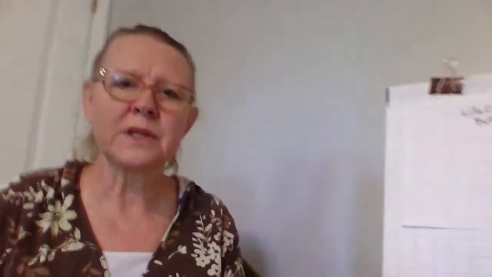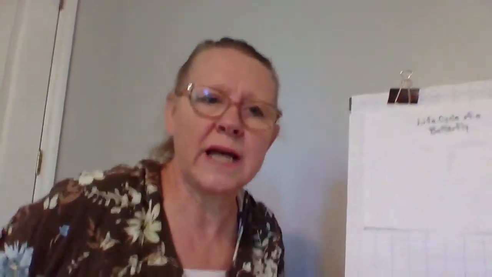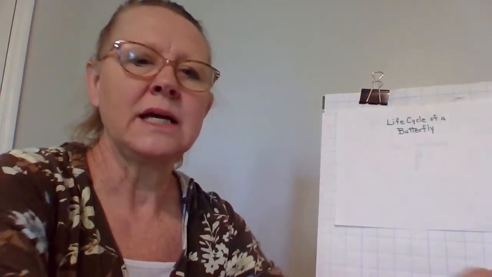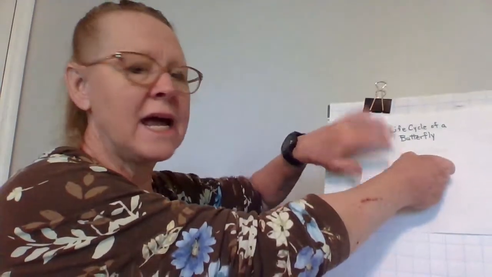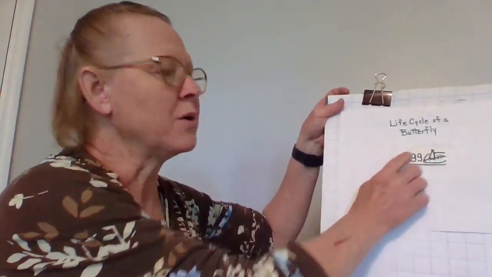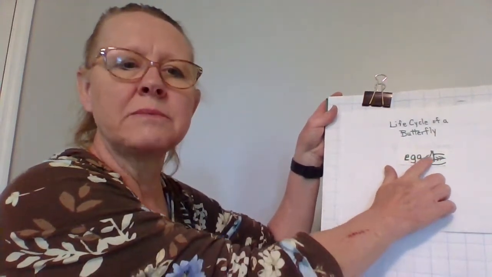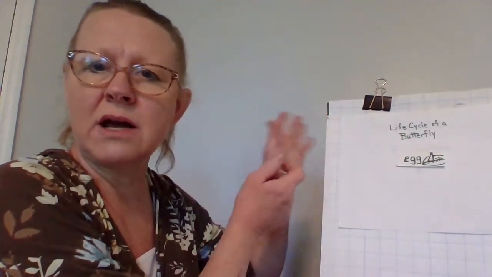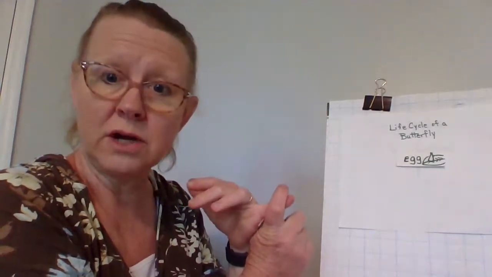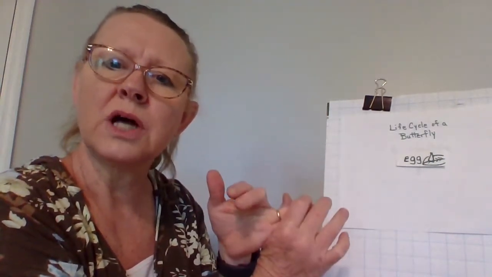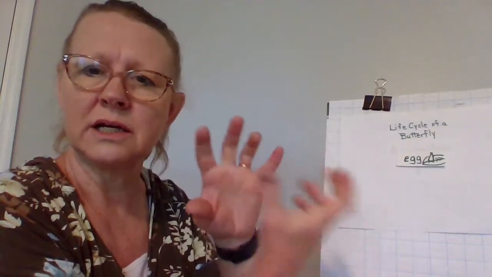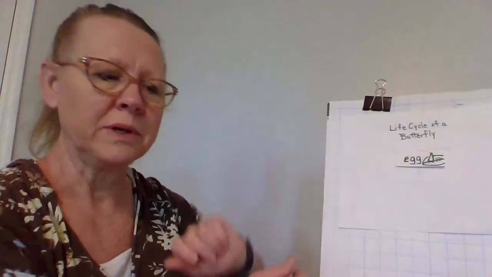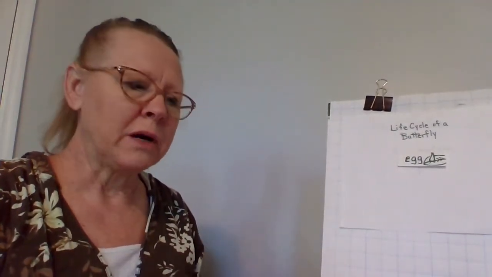So let's go here to our board and let's create the life cycle of a butterfly. So I said it starts off life as an egg. So I've written the word egg, and I'm going to draw a leaf, and I've put an egg on it. Now you can draw the eggs round. You can draw them oval like an egg, like a chicken egg that you eat, or you can draw them like this one, and like we saw in our book.